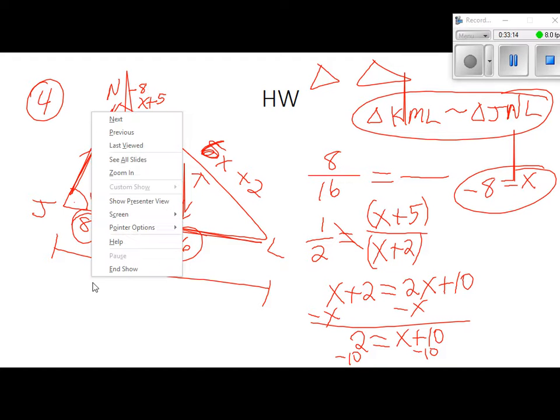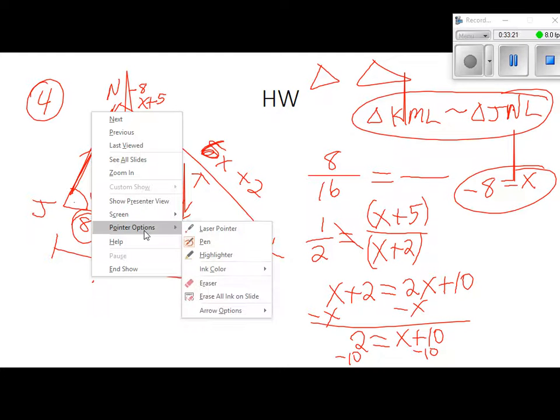Keep looking at your paper there. Let's see if we do it out, splitting off the triangles, if it works. So we came up with x equals -8, right?